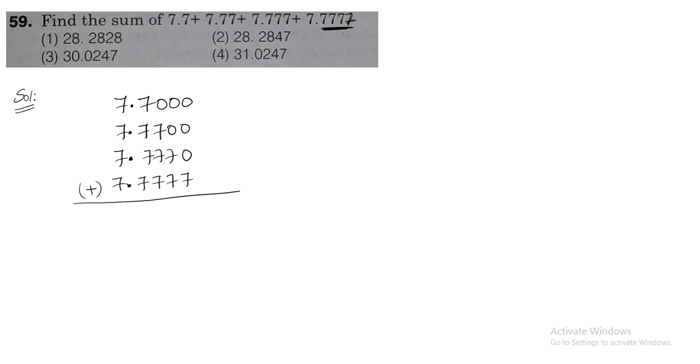Now adding 0, 0, 0 and 7 is 7. Next, 7 plus 7 is 14, so 1 will be carried. 7 3s are 21 plus 1 is 22. Again 2 is carried. So 7 4s are 28. 28 plus 2 is 30. So here we will have the decimal point and 3 will be carried here. So 7 4s are 28 again. 28 plus 3 is 31. Hence the answer is 31.0247. Hence option 4 is my answer.